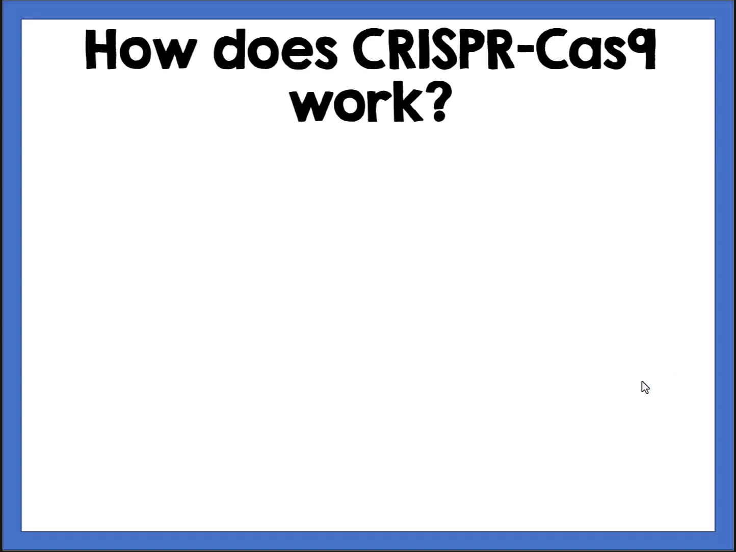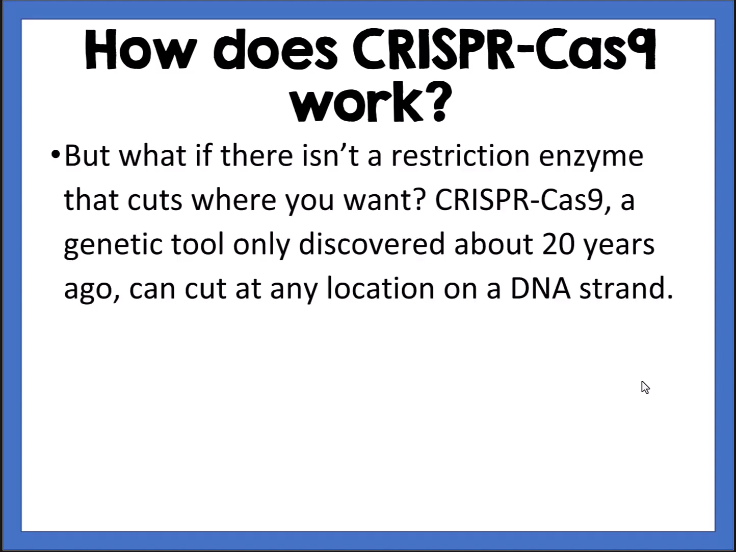Another process of biotechnology is called CRISPR-Cas9. So what if there isn't a restriction enzyme that cuts where you want? Because we know that each of those restriction enzymes cuts in a specific location, but that might not be where you actually want to insert the gene. CRISPR-Cas9, a genetic tool only discovered about 20 years ago, can cut at any location on a DNA strand.